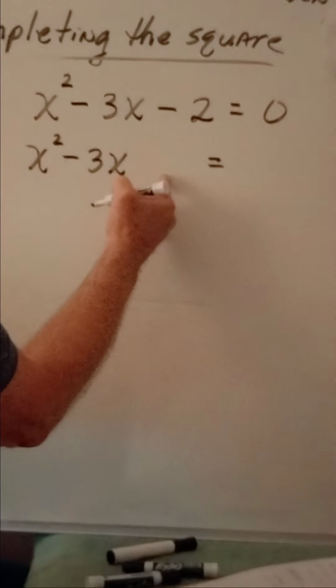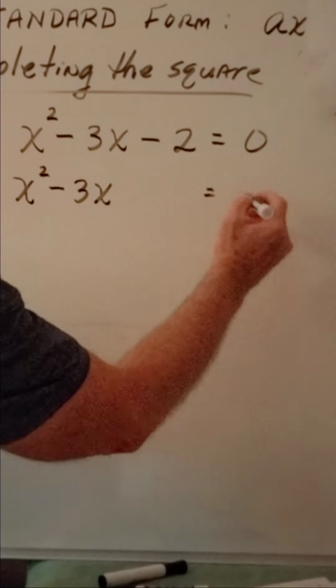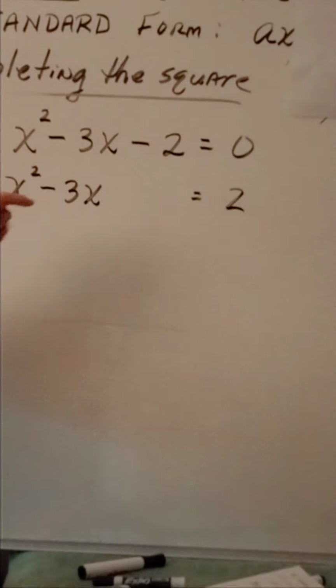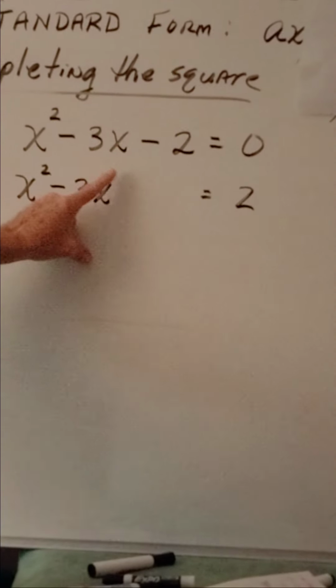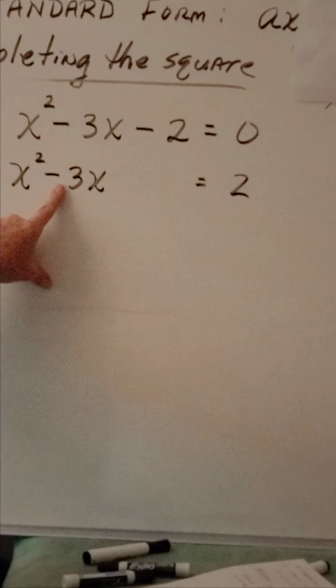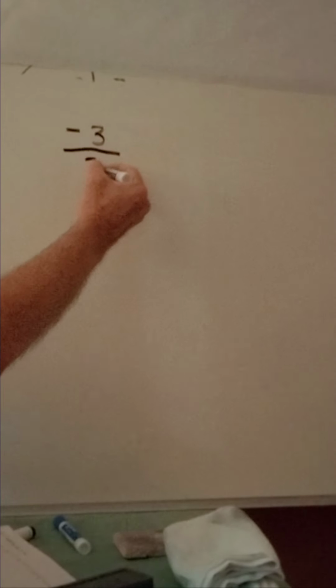Leave a space. Move him over to the other side, change his sign. Next, go to the linear term and take the coefficient of the linear term, pull it off to the side, and we're going to divide it by 2. Or you can take half of negative 3. It's going to give you the same result.